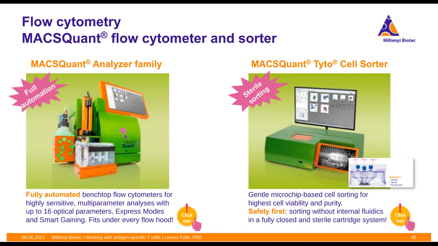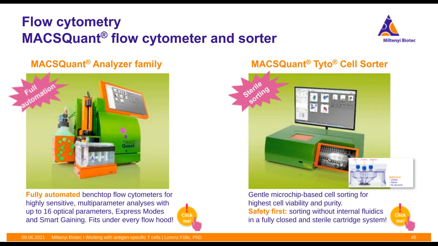So first, we have the MaxQuant analyzer, which is a really powerful benchtop flow cytometer with up to 16 optical parameters. And really the clue here is that it allows for fully automated acquisition using a robotic sample collector and the so-called express modes. So these express modes you can imagine as some kind of software modules that are pre-installed on your MaxQuant and allow an automated analysis of your flow analysis results. And furthermore, the instrument is really small and you can easily place it basically under every flow hood.